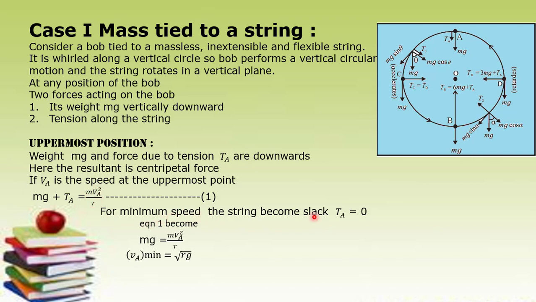For minimum speed, we can say that TA is 0, that is, the string becomes slack. So the tension will be 0 here. So you will get the equation mg equals m v square upon r. So we will get the minimum speed, that is root of rg.